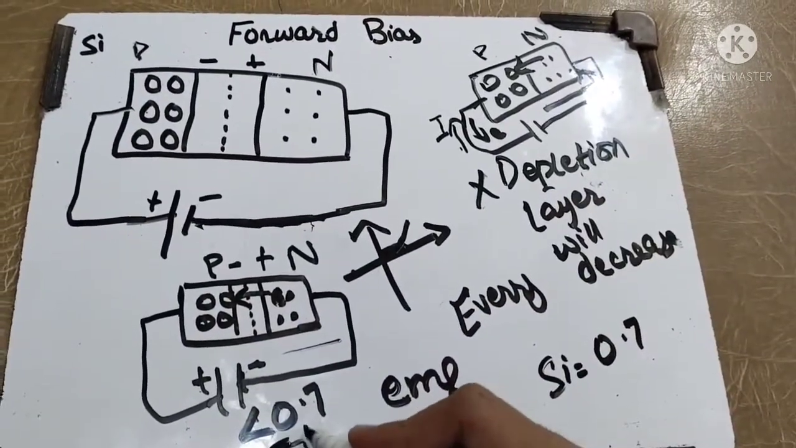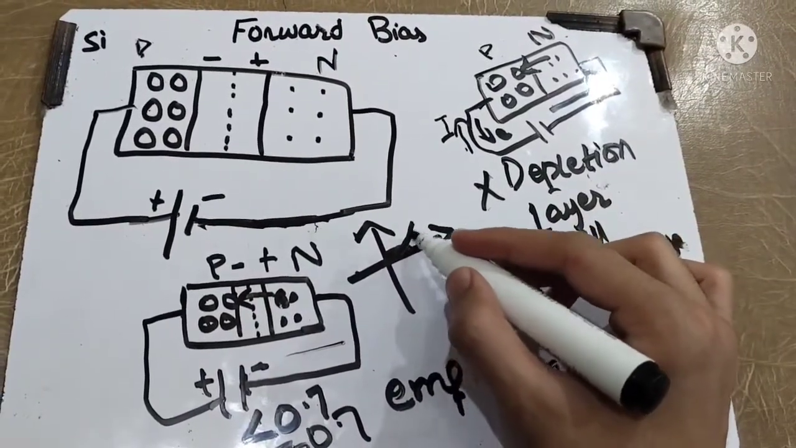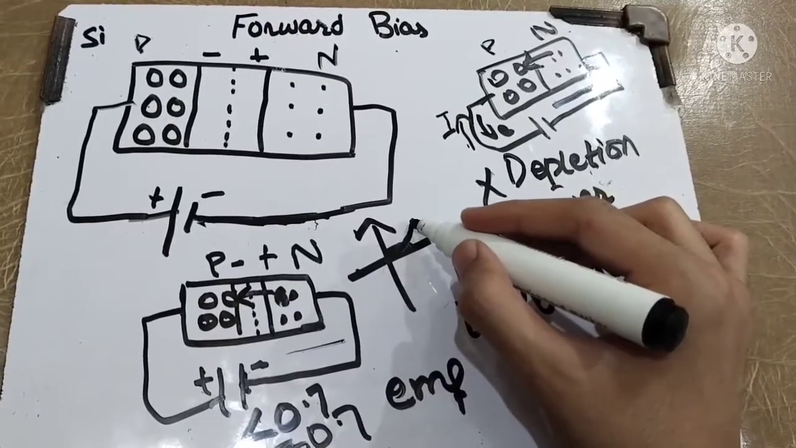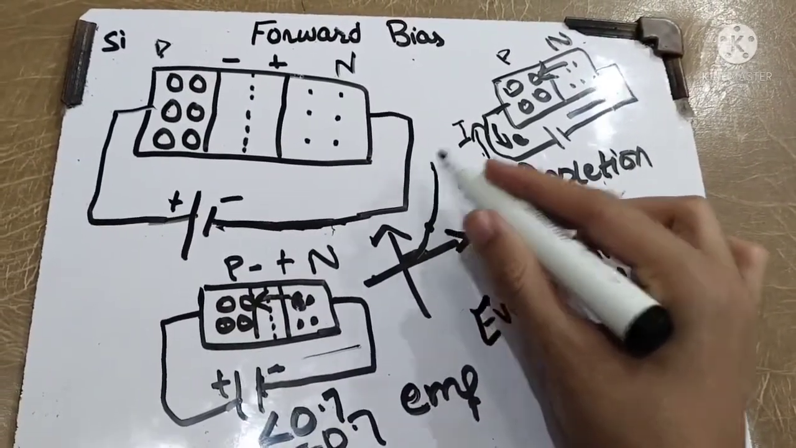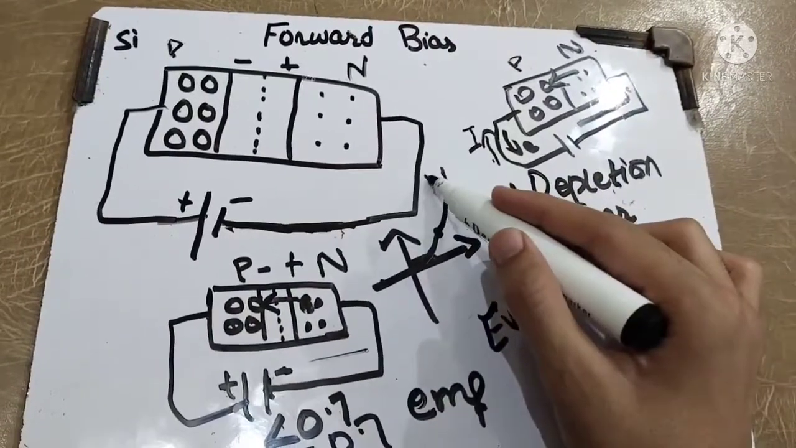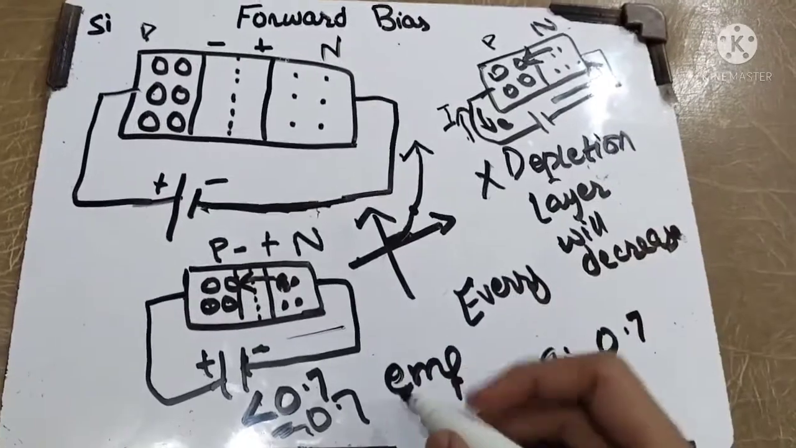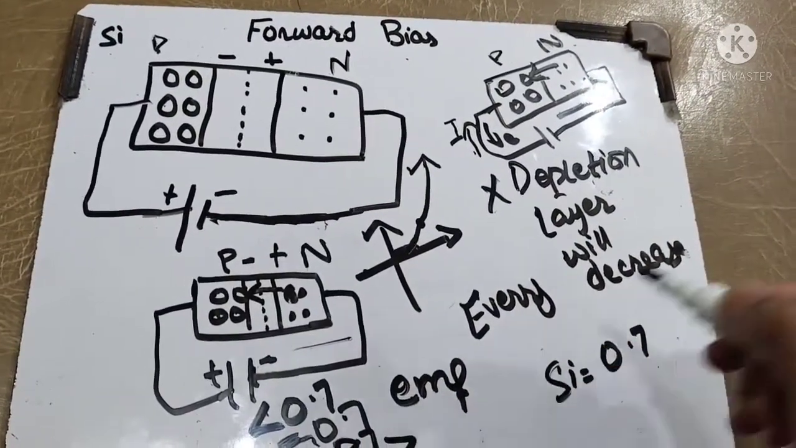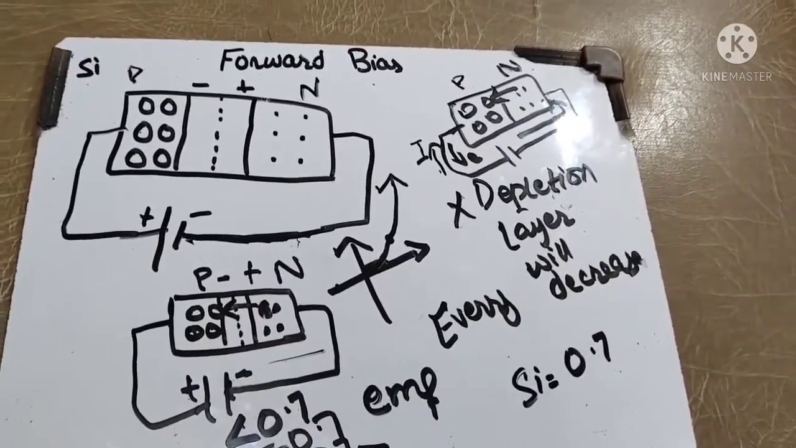When it's equal to 0.7, it moves here. This is a knee point. Okay, so from this point it goes upward directly. It will increase continuously, so it will be greater than 0.7. So this was forward bias, and let's talk about reverse bias.